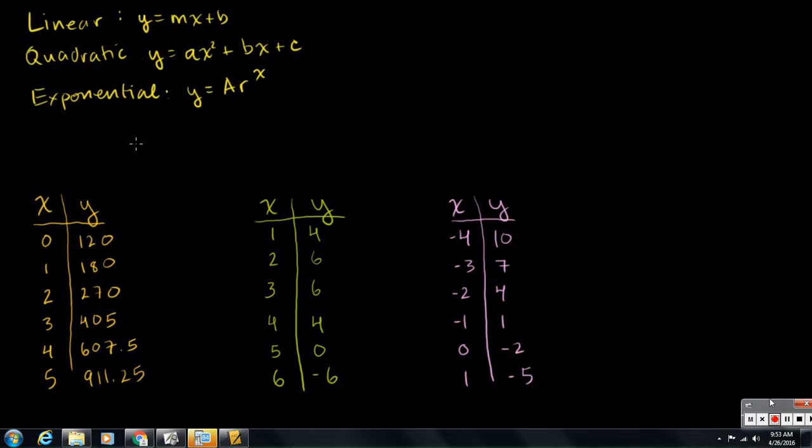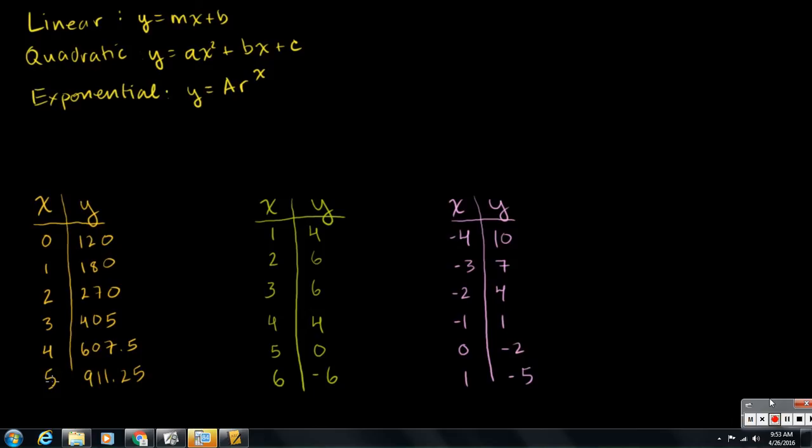Using that as our first guideline, let's see which of these represent a linear function. In all of these examples, as we go from one data point to the next, we're increasing x by 1.